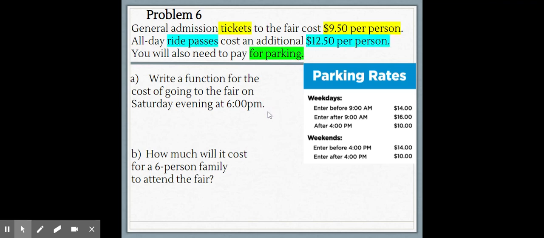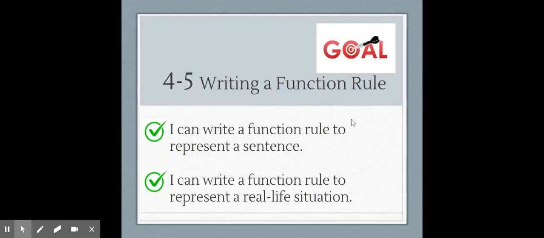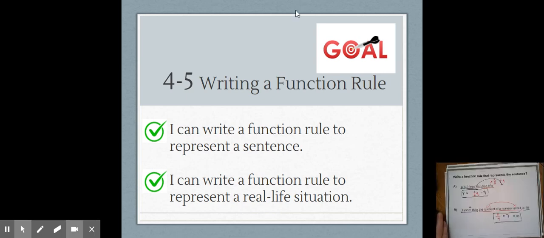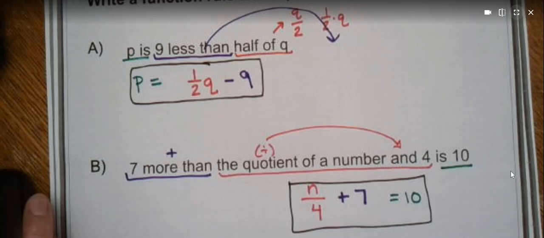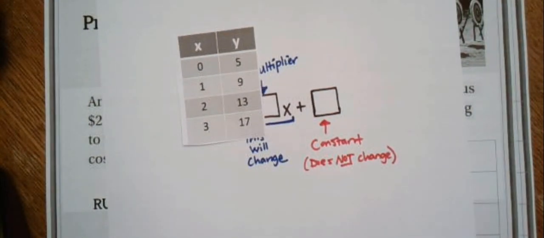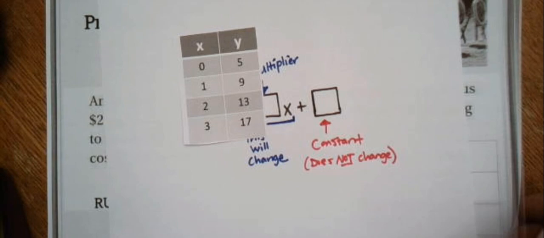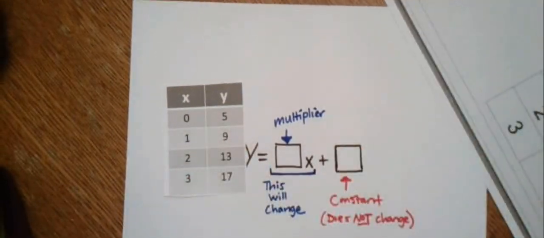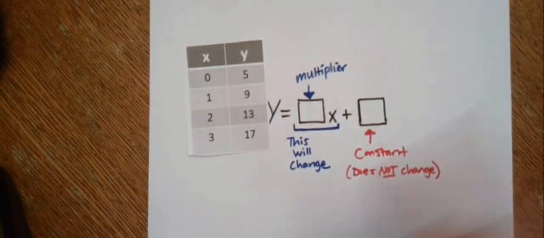And then hopefully after all of that, you'll be able to say, yeah, I think I can do these two goals. I think I can write a function rule for sentences and real life situations. Okay, so we're going to come back to that. All right, before we actually get started on example number 1, I want you to be thinking about when we were writing equations for tables and how this is going to relate to what we're doing today.